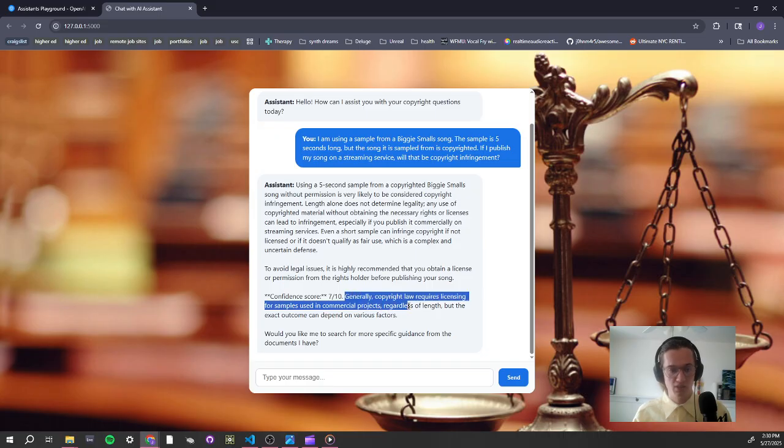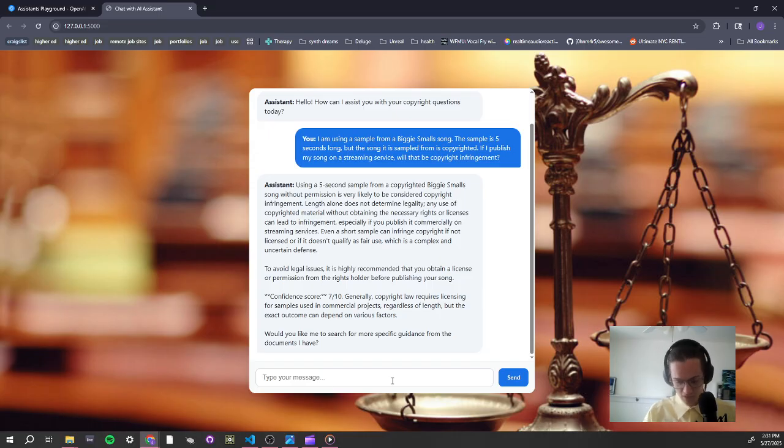So generally, copyright law requires licensing for samples used in commercial projects, regardless of length, but the exact outcome can depend on various factors. So that one is very helpful, because if I'm about to publish a song, I'm very likely to infringe upon this copyrighted material, and I could get in trouble. It's not good for the original artist as well.